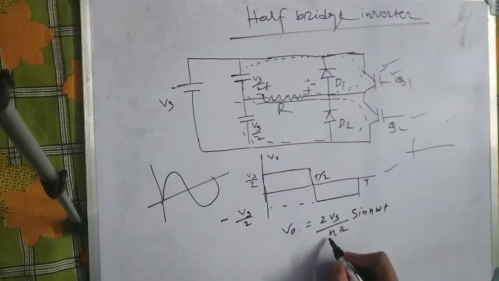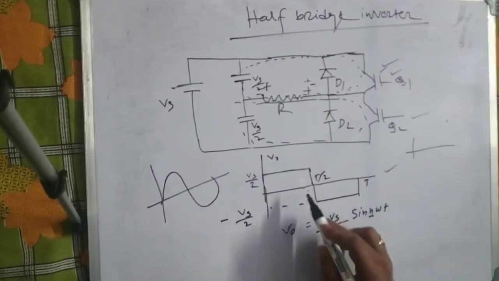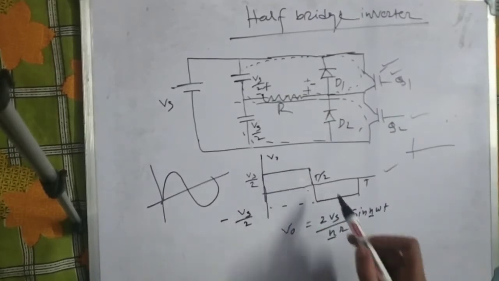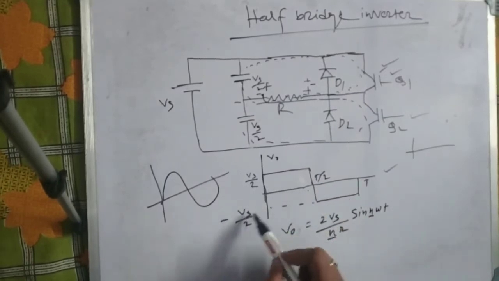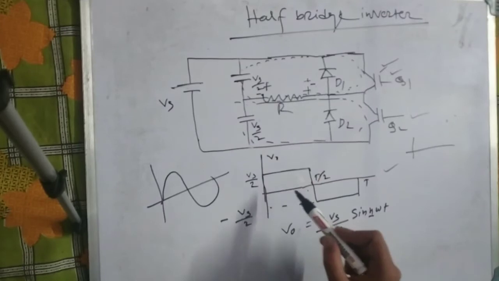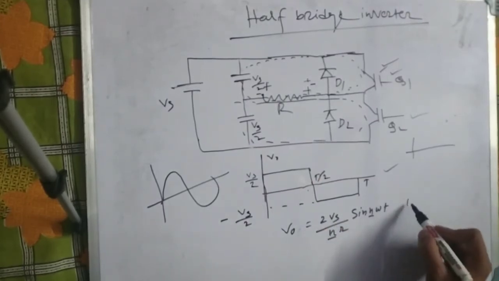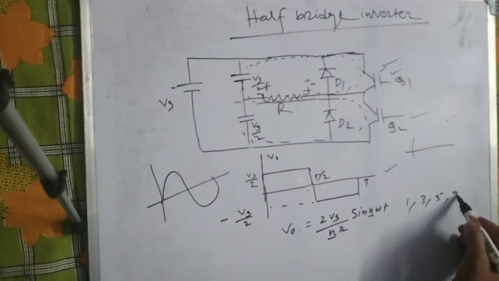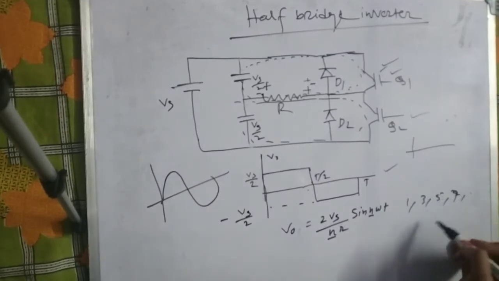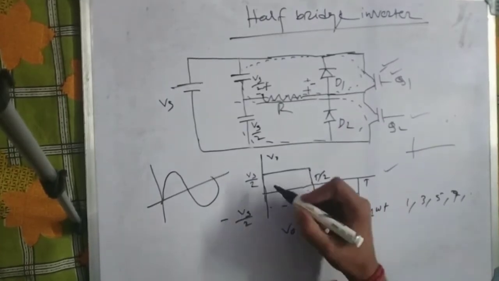Here we can see the n value. n is the harmonic order. What type of harmonics will be there? This is an odd function. If we draw it like this in the negative part, it is an odd function. Then from the Fourier analysis we will get the first harmonic, third, fifth, seventh, ninth harmonic, and so on. So we will be getting odd harmonics, meaning the first harmonic voltage.